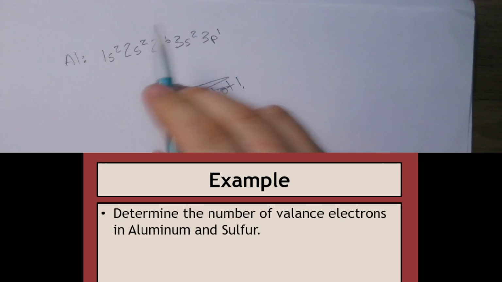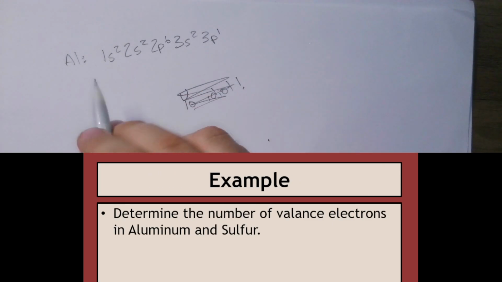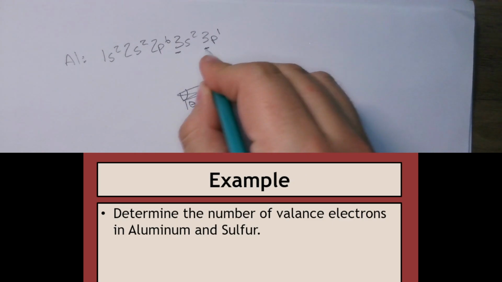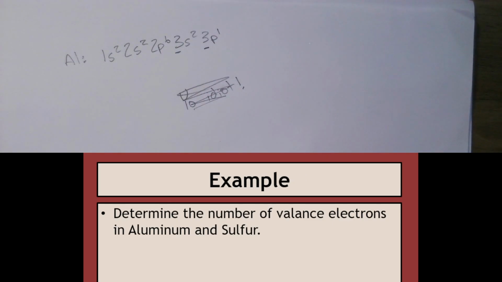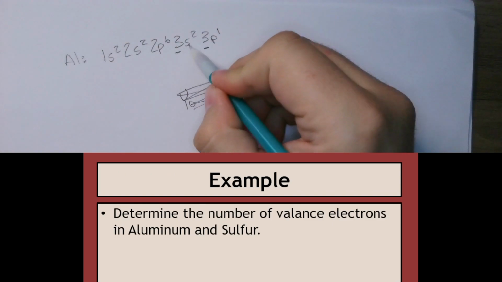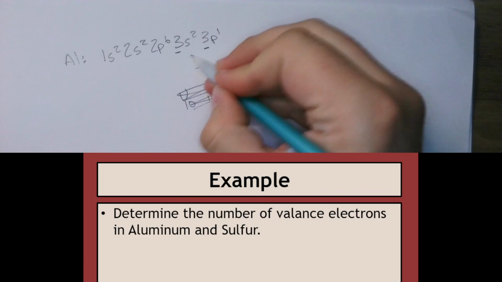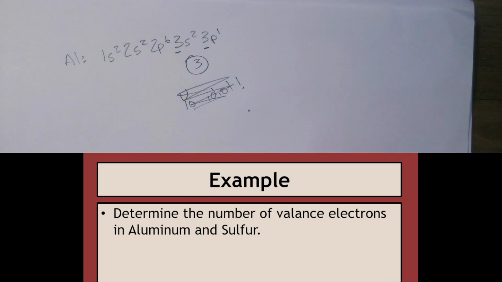So let's look at our valence electrons here. Like I said, we're just going to look for our biggest number, which is 3 this time. And I actually have it in 2 different spots, which is totally okay. So I have 2 electrons here. That's what that 2 means, and 1 here. That means I have a total of 3 valence electrons.